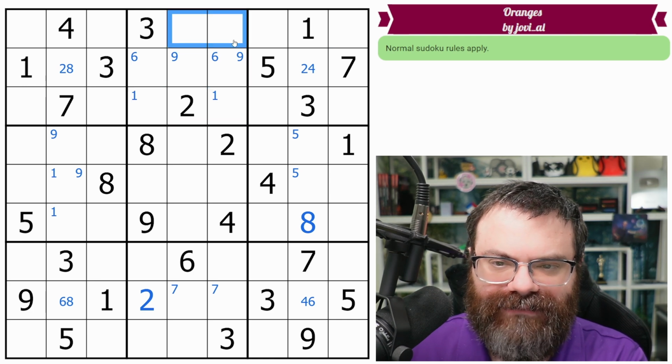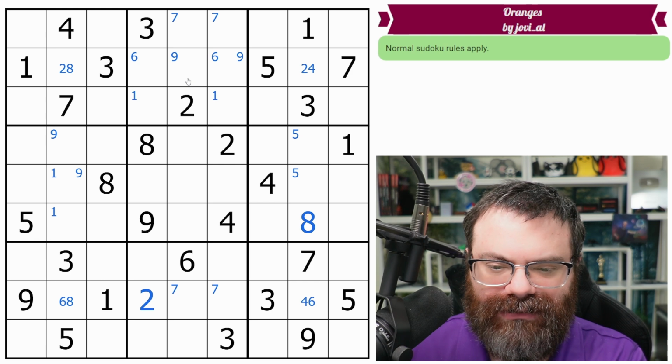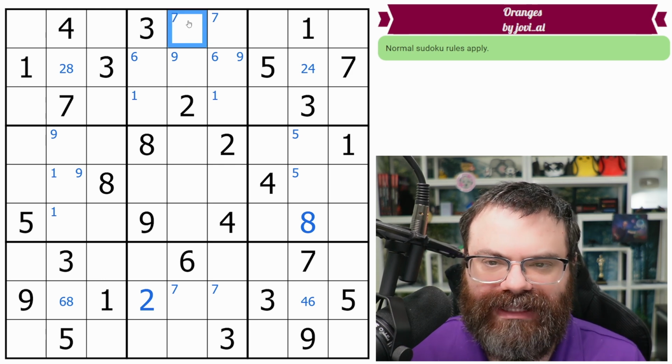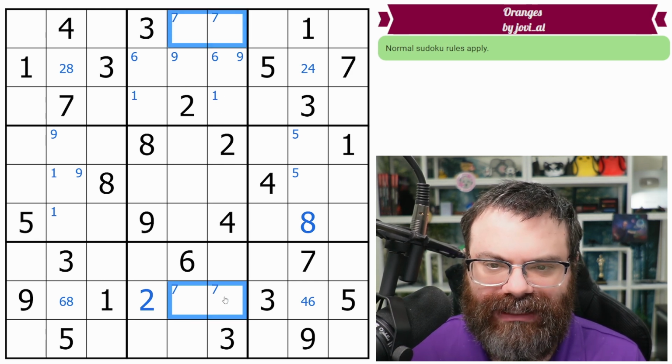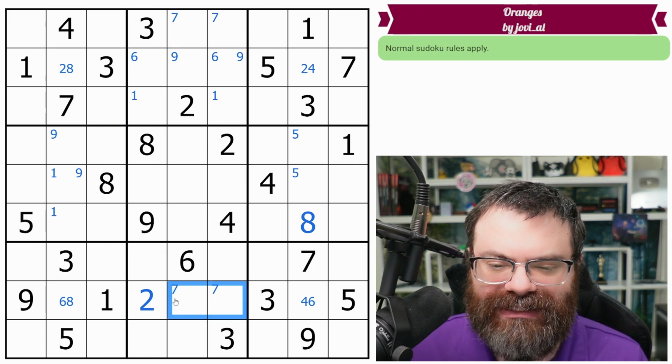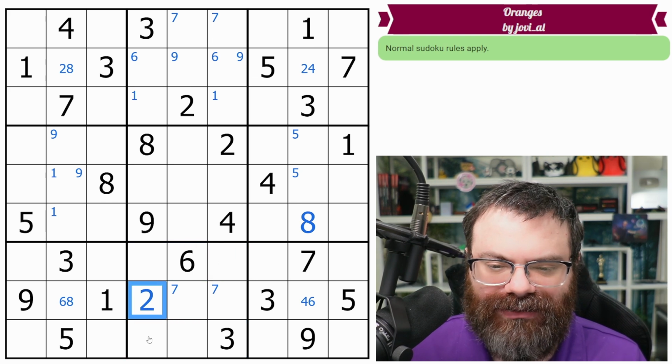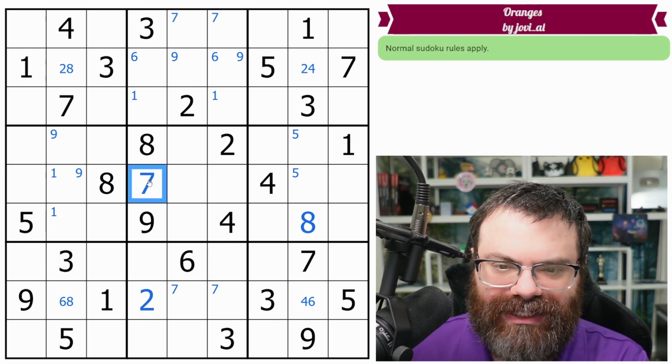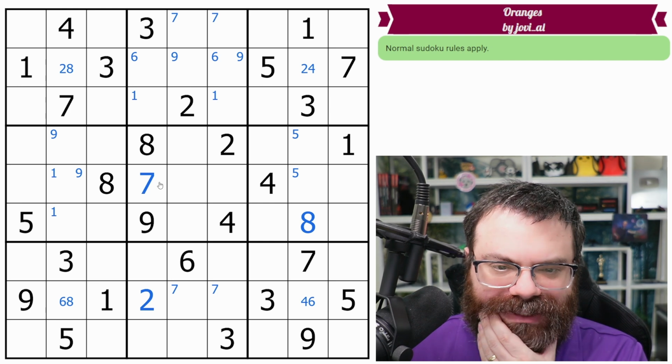7's look into here, so 7's in one of these two. Oh, these 7's line up with these 7's. So where does 7 go in this column? Because it's not here and it's not here. These 7's claim the box, right? So 7 in this column is only here. We can place that 7. Does that help anywhere else?